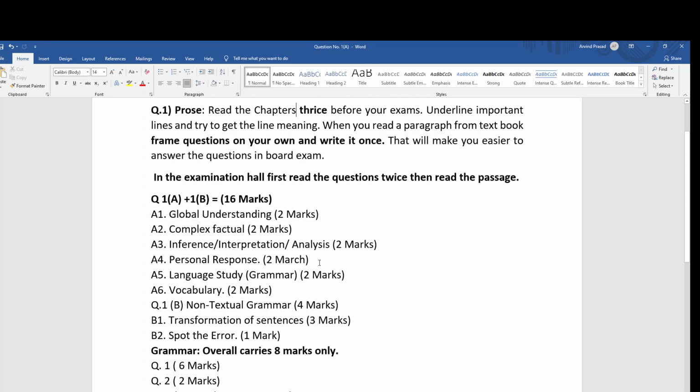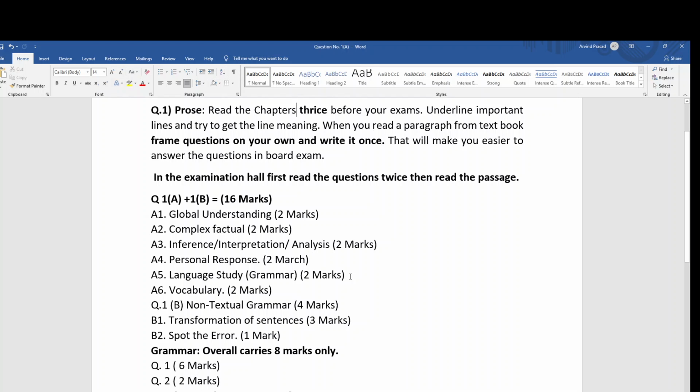The fourth question is personal response. Whenever you are attempting a question based on personal response, always try to be positive when you are writing the answer. The fifth question is based on language study, that is grammar.